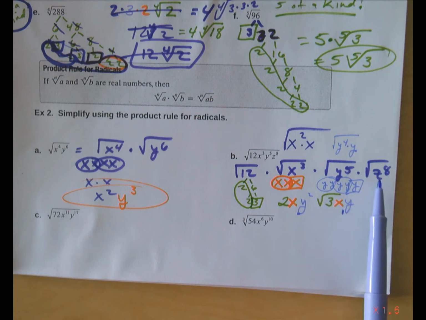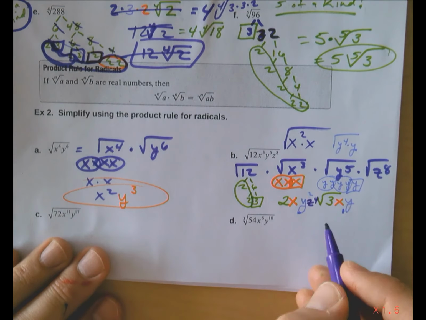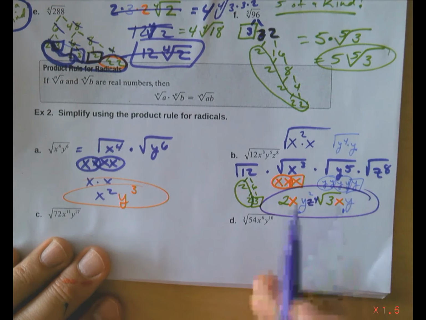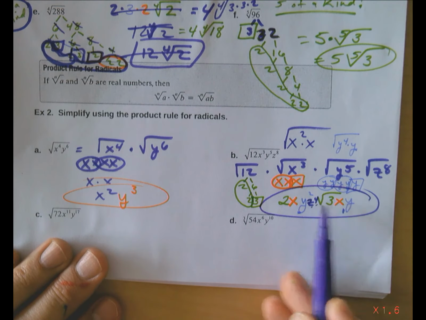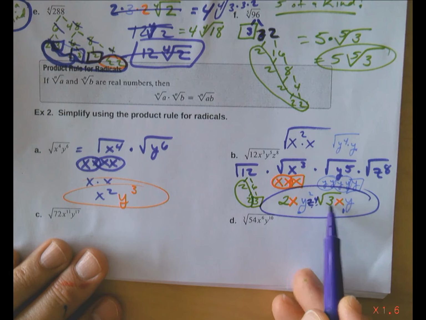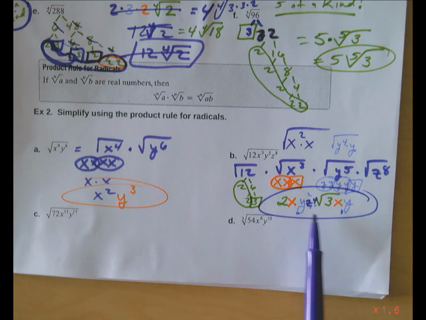All right, what about z to the 8th? What's z to the 8th, y'all? Shout it out. Just z to the 4th. So final answer, I get 2x y squared z to the 4th, and then times the square root of 3xy. So times that square root of 3xy. All right, questions, y'all?